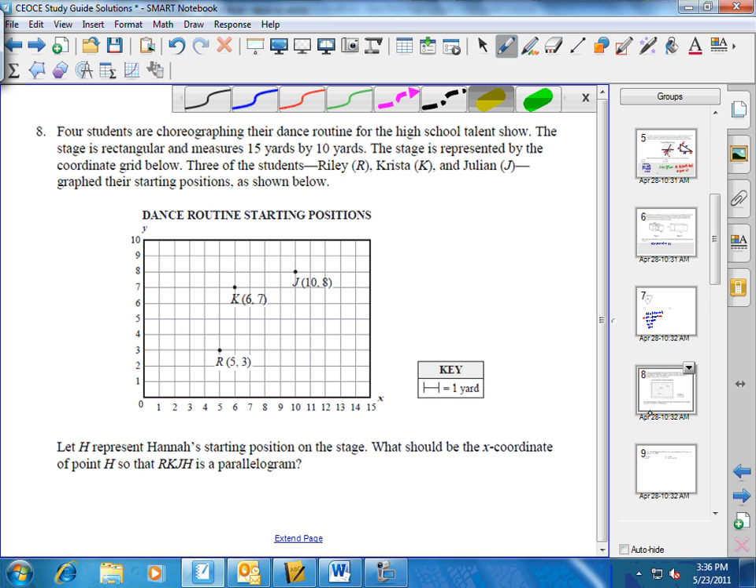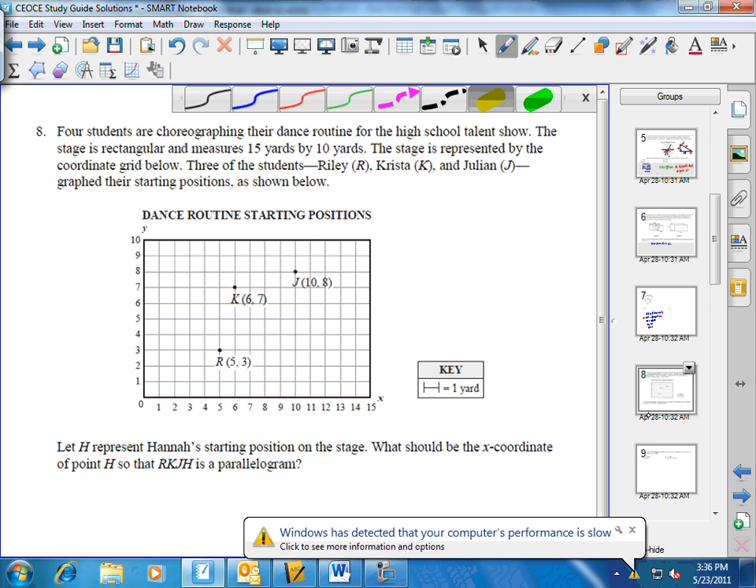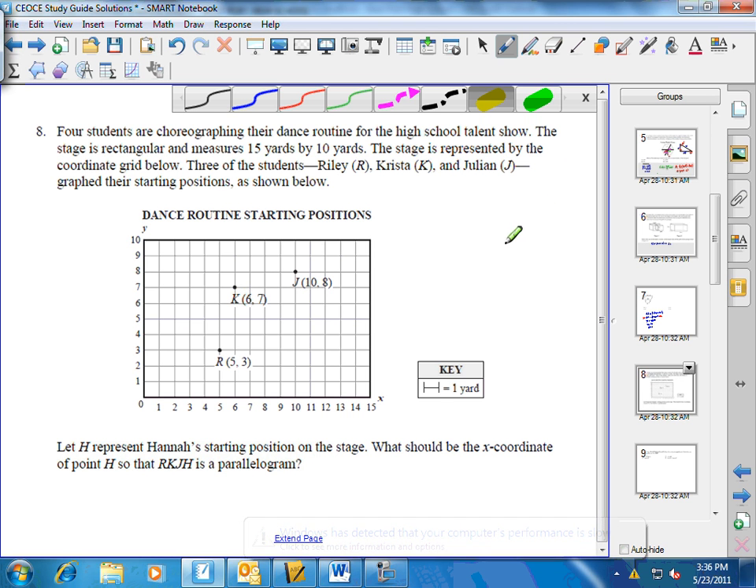Let H represent Hannah's starting position on the stage. What should be the x coordinate of point H so that RKJH is a parallelogram? Okay, we can approach this in several ways with a parallelogram. Remember, opposite sides are parallel, so that means they're going to have the same slope and they're also congruent.